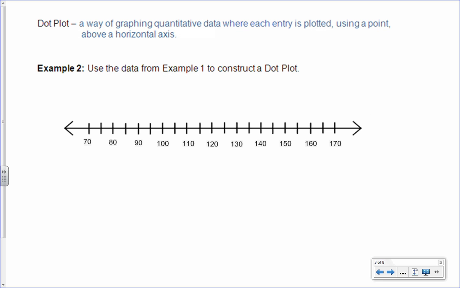So it's quantitative. Each entry is plotted using a point above some kind of horizontal axis. Again, this would be a good horizontal axis. You see example 2 here. If we're going to go back to that data from example 1, we would probably start with this. The nice thing about this is you don't have to worry about a broken axis and say, oh, 0 would be over here and break it up. You just need to make sure that you have the data covered with your horizontal axis.